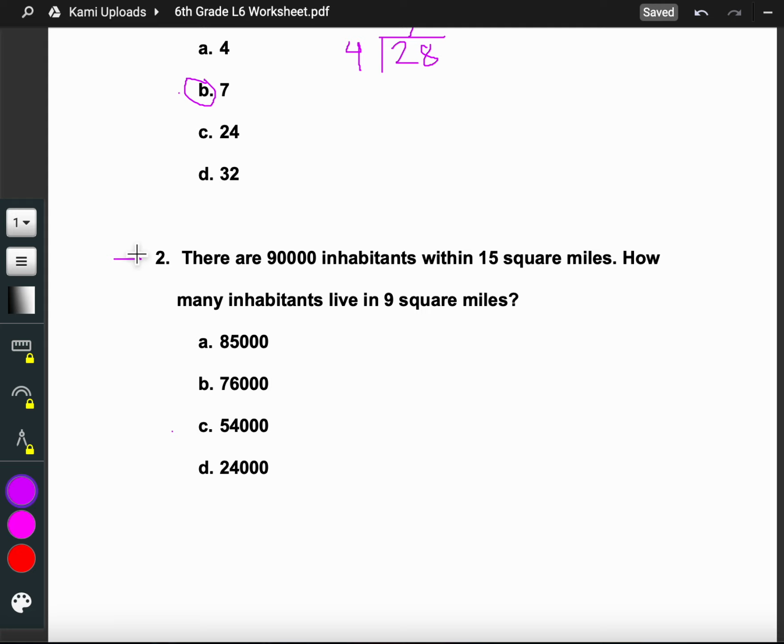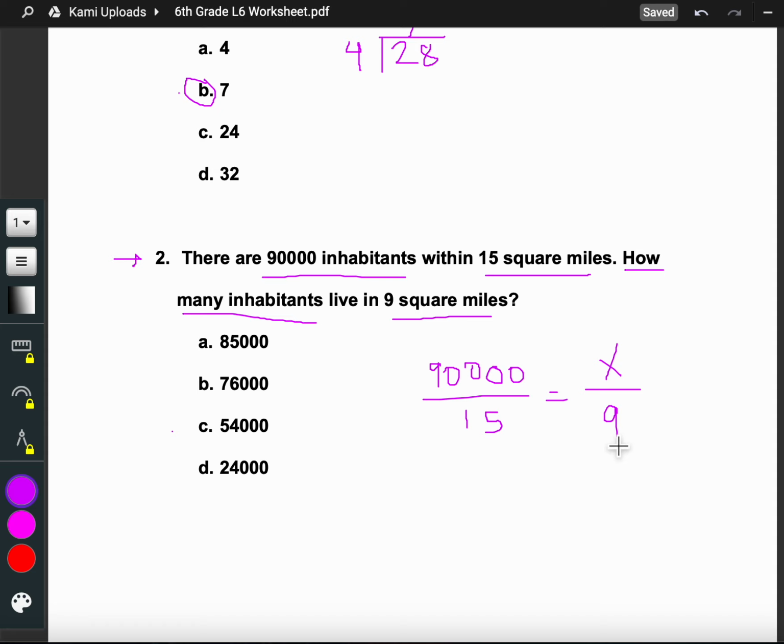Let's look at number 2. There are 90,000 inhabitants within 15 square miles. How many inhabitants live in 9 square miles? So we know that there are 90,000 inhabitants within 15 square miles. We want to find out how many inhabitants, so we're going to put X, that stands for inhabitants, live in 9 square miles.